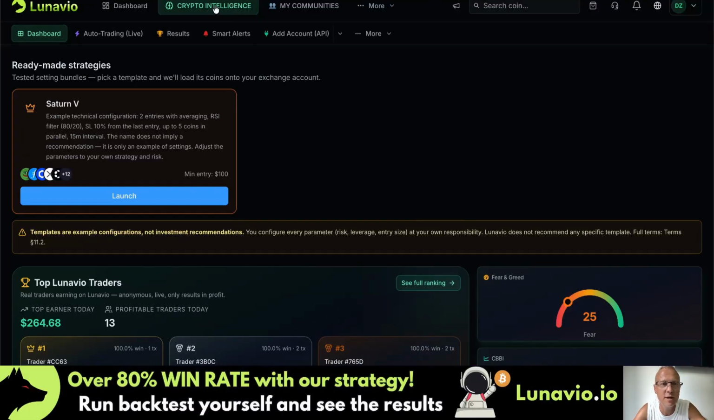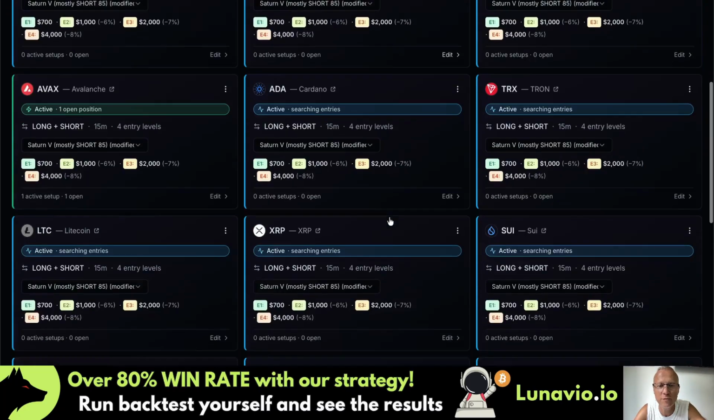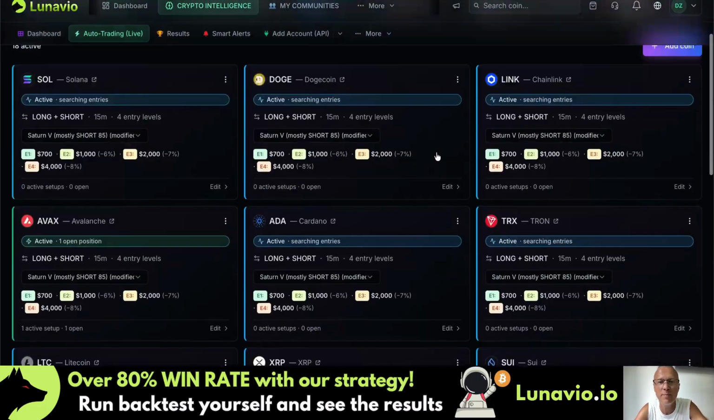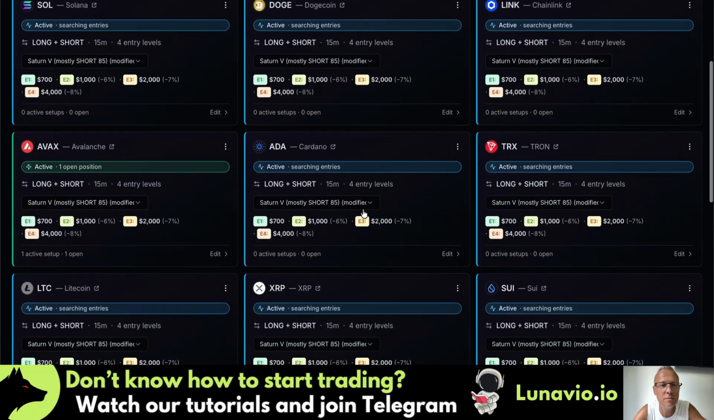We're on Lunavio, on crypto intelligence here, then auto trading, then we go into settings. Here I have a list of coins that are being monitored by Lunavio all the time, 24 hours a day, and it's searching for those specific parameters that I set up beforehand for it to open positions for me.